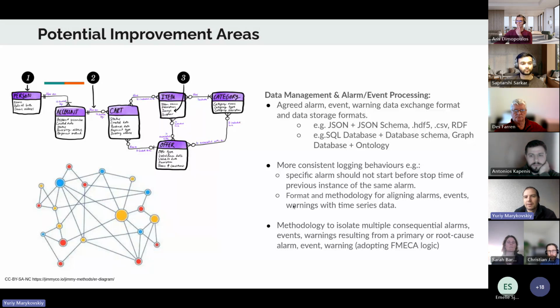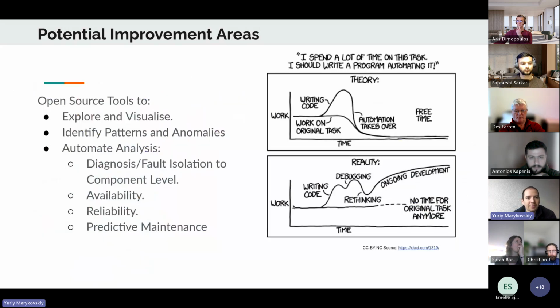So the representation problem has to be solved, and the management and processing problem has to be solved. Well, and finally, obviously, which I think is the main focus of this group in general, it would be nice to have open source tools that would help to explore and visualize the data, identifying patterns and anomalies, and just to automate all the analysis in general. So to make this data actually usable, as we set out in the very beginning.